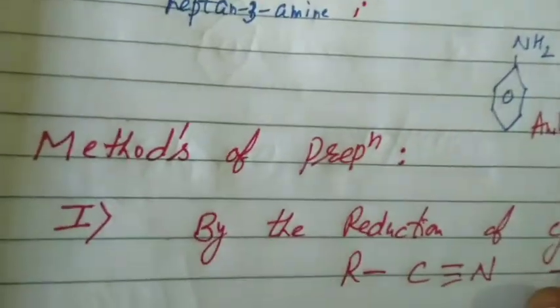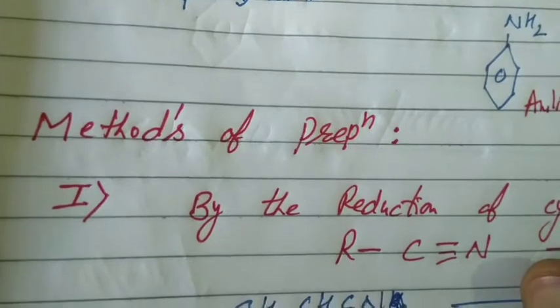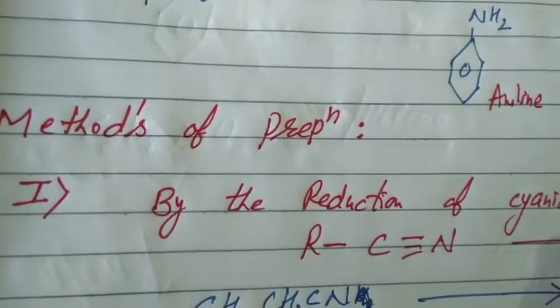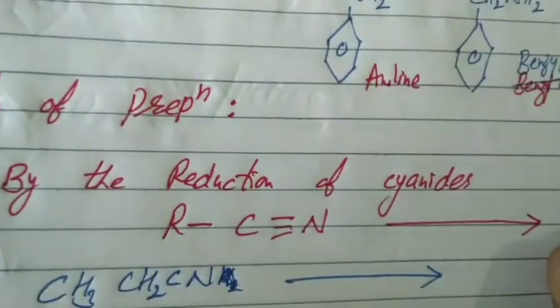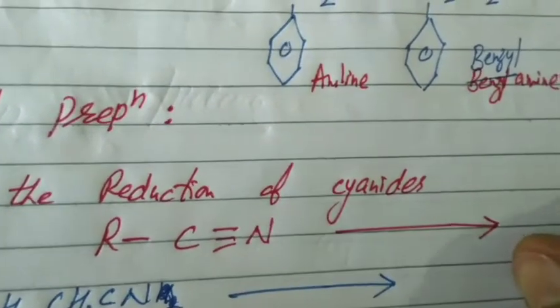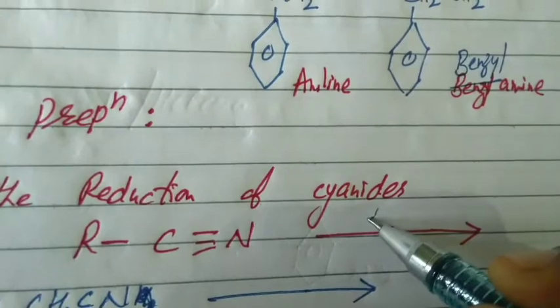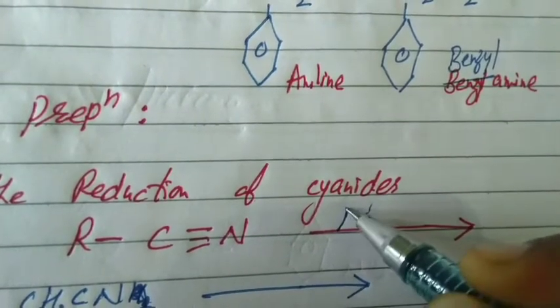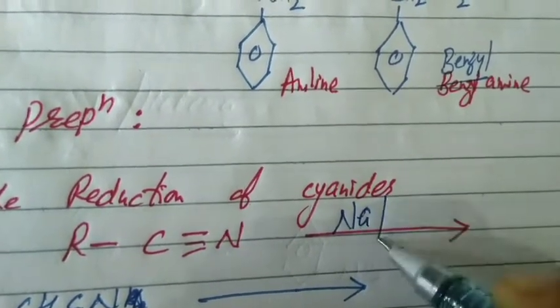After this, next, students, methods of preparation. In methods of preparation, at first we have already done in haloalkanes the reduction of cyanides. Students, when we reduce cyanides, what do we get? 1 degree amines. Either we use lithium aluminium hydride or Mendius reduction reaction, that proceeds with sodium and alcohol.